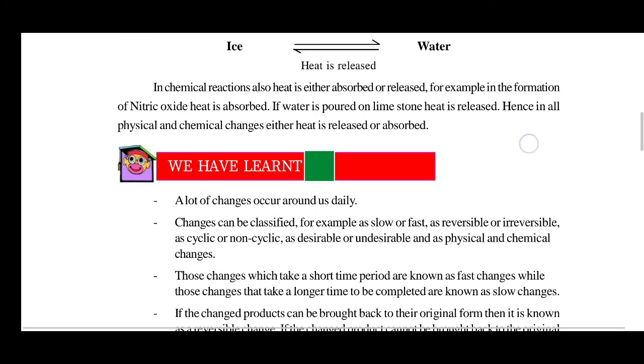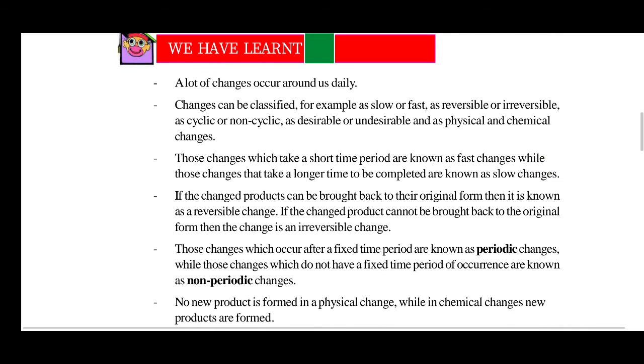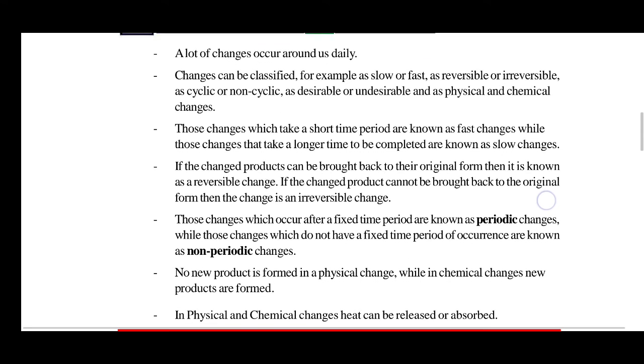A lot of changes occur around us in our daily lives. Changes can be classified, for example, as slow or fast. Some changes are very fast and some are very slow. Some are reversible, some are irreversible, some are periodic, some are non-periodic. There are desirable and undesirable changes, and physical and chemical changes. Those changes which take a short time are known as fast changes, while those that take a longer time to be completed are known as slow changes.